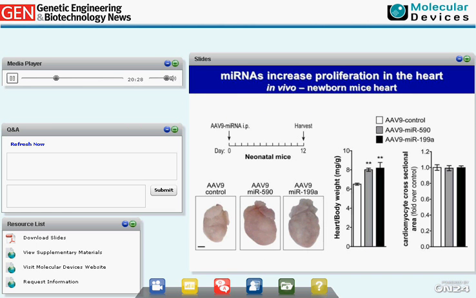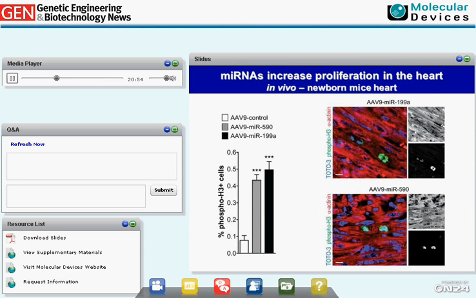Again, as we saw before, we saw a very significant increase in the size of the hearts injected with the microRNAs. This increase in size is not due to an increase in the size of the cells, because we measured the cardiomyocyte cross-sectional area, which is the rightmost graph. It is rather, again, due to an increase in the number of cells. If we look again in more detail into these hearts, we can see increased proliferation, with an increase in the number of cells undergoing mitosis.